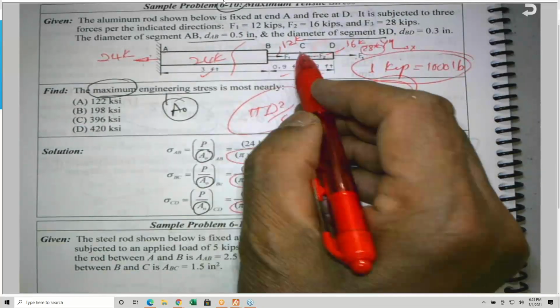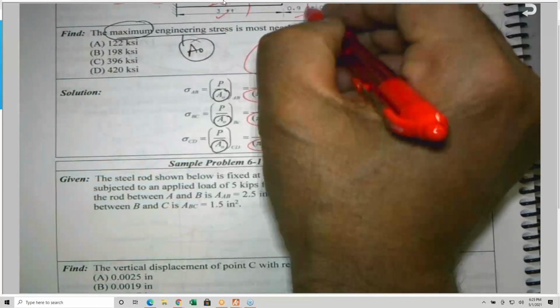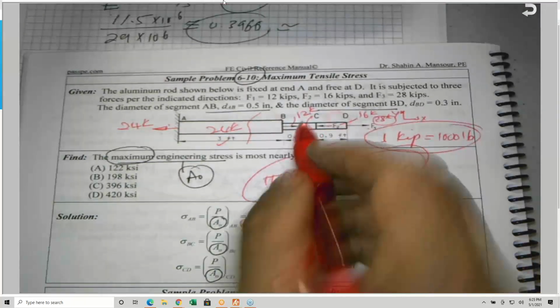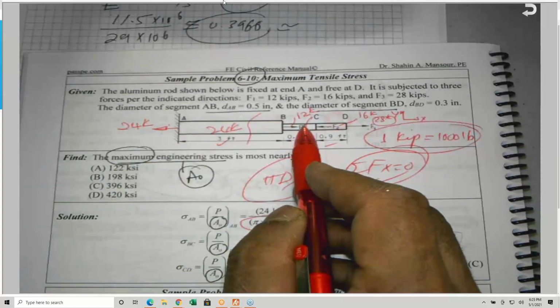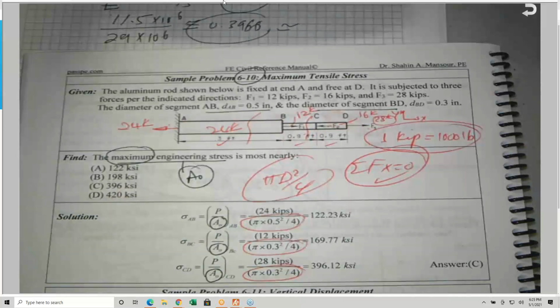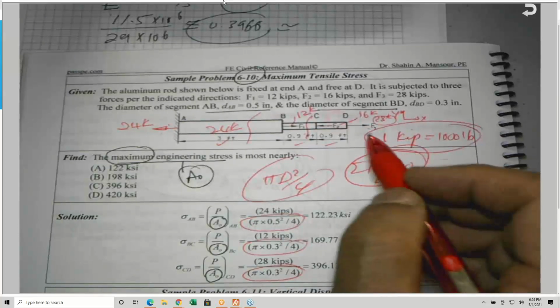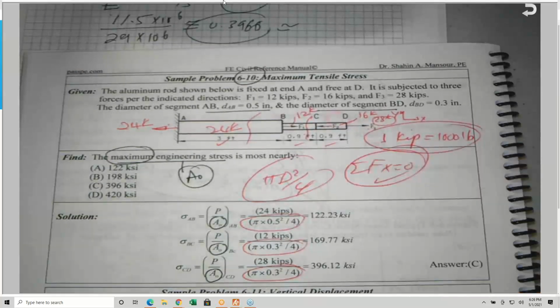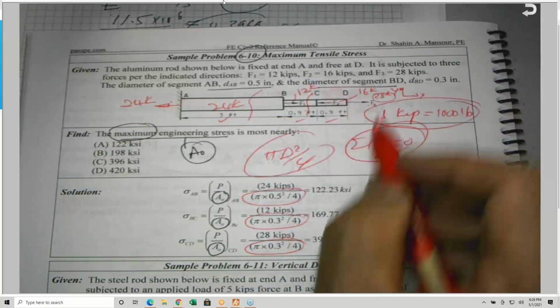This section here, which is BC, has only 12. Okay. And if you cut it and you consider right or left, you'll get the same answer, by the way, when you cut the cross section. So this section BC is subject to 12, because I have 24 here and 12 will give you that. Or if you look at the 16 and 28, it is also 12. And finally, this section, which is CD, is subjected to this force here, which is 28.